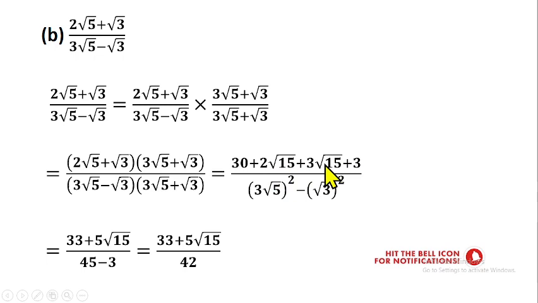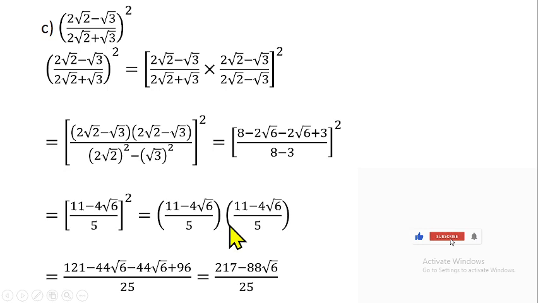Then look at the denominator. We're having (3√5) squared. That means 3√5 in two places. Multiply them together. So what is 3 times 3? 9. So √5 times √5 will give us 5. Then 9 times 5 will give us 45. Then (√3) squared will give us 3. 45 minus 3 will give us 42. Then here you have 33 plus 5√15. We cannot add this together. It's not possible. So that means this is the answer for this question number B. Let's move further to question number C.